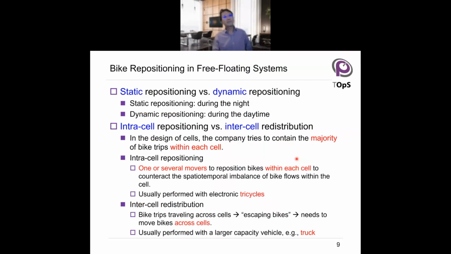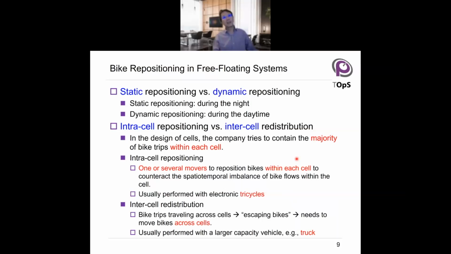And to counter this imbalance, there are several different types of repositioning. The one is called static repositioning. Normally during each night, the company will use some larger vehicle. While there is very little demand, they will use the vehicle to transport the bikes and reallocate them into the city so that they are ready the next morning. So we call it static repositioning, mostly happening during the night.